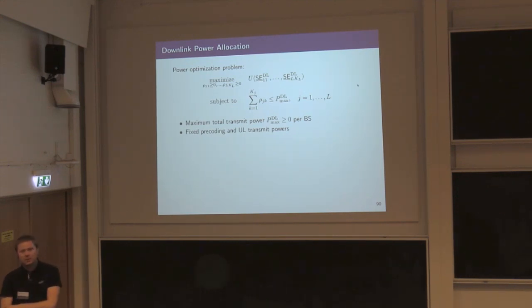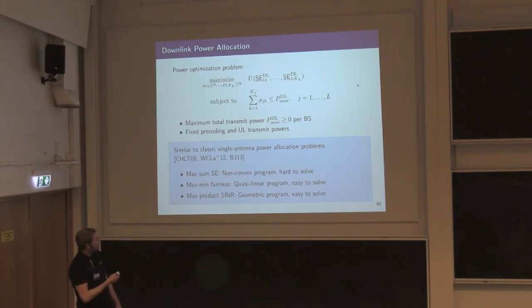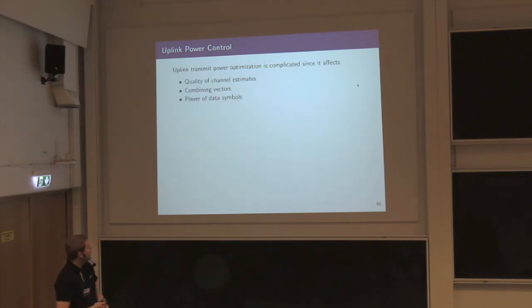And if you're familiar with optimization problems, you know how to look into these to see if they have a particular structure that is well known or not. For these different cases that I mentioned, for the maximum sum spectral efficiency, it is known that this is a non-convex program that's very hard to solve in general. For the maximum fairness case, it's a quasi-linear program. It's relatively easy to solve. With the max product SINR, it's a so-called geometric program, which is also relatively easy to solve. And that is what we have done.